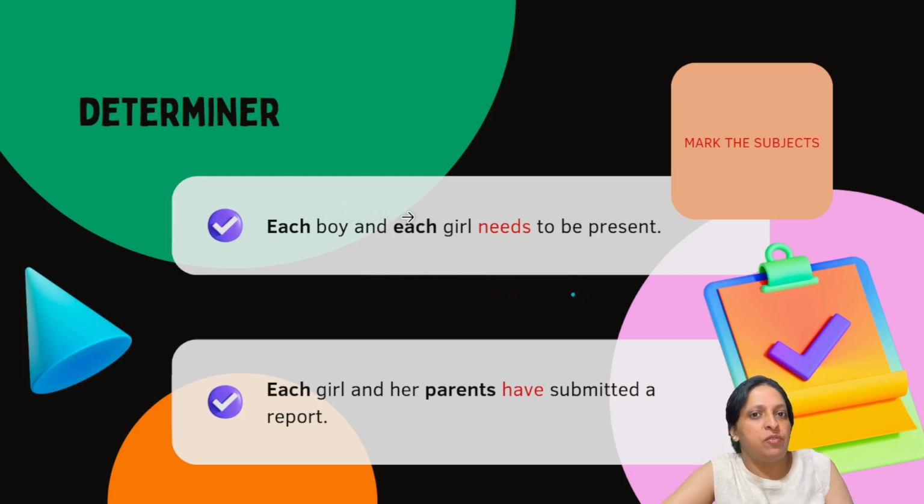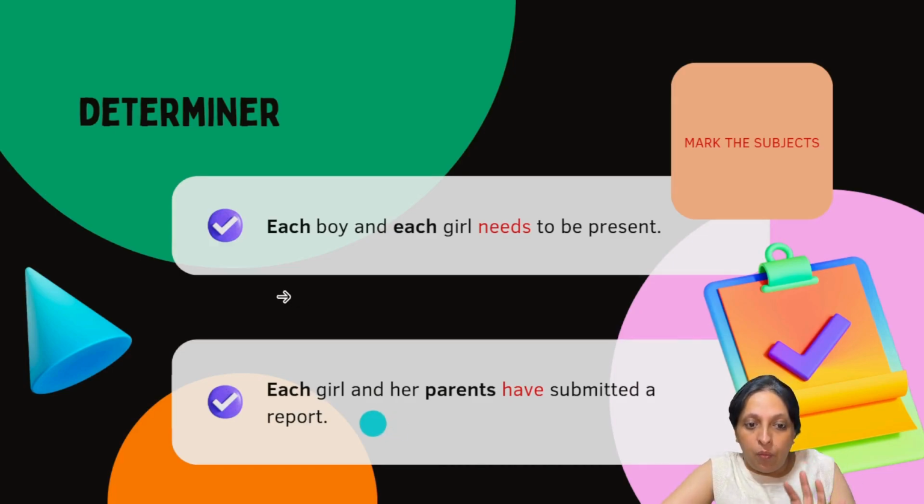So multiple times, even if we use each using conjunctions, it will mean a singular subject and it is going to take a singular verb. But the subjects have to be singular. Each of the subjects has to be singular. But in this case, in the second sentence, each girl and her parents. So I am not talking about each parent. I'm saying each girl and her parents. That means I'm talking about one girl. Along with the girl, there'll be the girl's parents. So that makes multiple subjects.